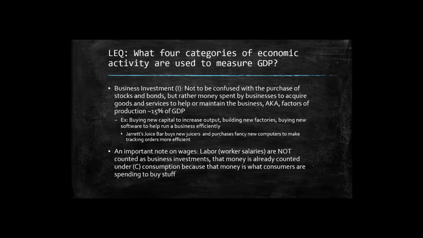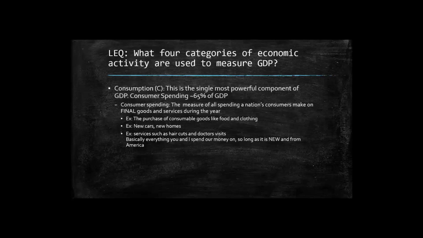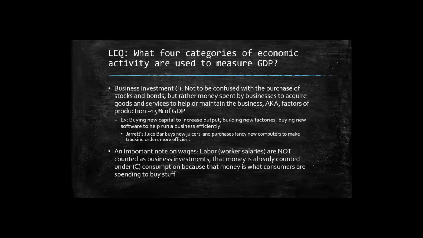Now, there's an important note I need to make right here. What I pay my workers does not count towards GDP. And here is why. This is a very important point. Make sure you write this down. Worker salaries are not counted as business investments because if you think about it, the money I pay my workers ends up getting spent, right? That just makes sense. For the most part, the money I pay my workers ends up getting spent. So to avoid double counting, wages of workers are not counted because ultimately what I pay my workers, they are simply going to spend, and that is going to get counted under consumption. So please keep that point in mind.